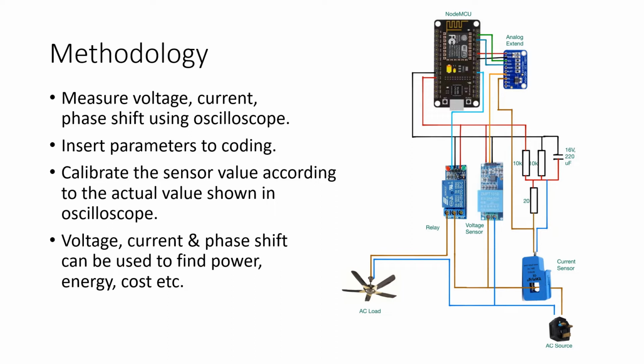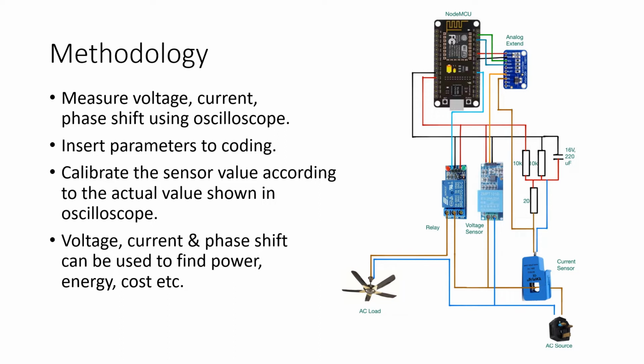For the first one, as you can see from the right side of the circuit, we have the voltage sensor, current sensor, and relay. First, we will use the oscilloscope to measure the voltage and current that is consumed by the load. From there, we can also find the phase shift.